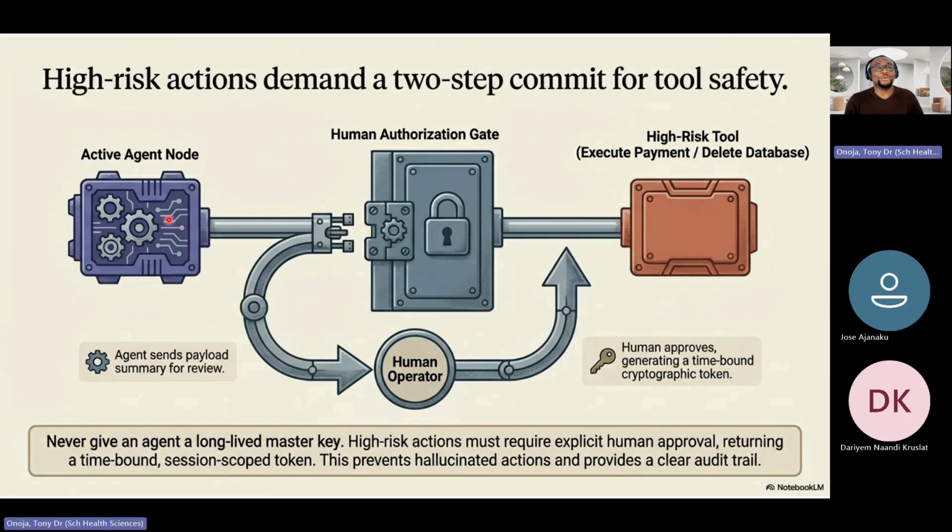Okay. So we have high-risk actions demand a two-step commit for tool safety. Of course, we said whenever you are dealing with a high-risk issue, you need a two-step process to ensure tool safety. The first one is the active agent node. The second one is a human authorization gate. This is where the human has to have the final say before that particular task will be executed.